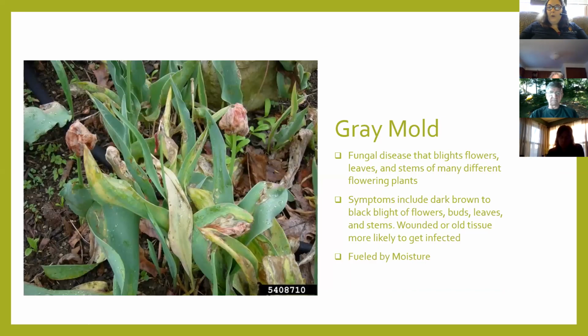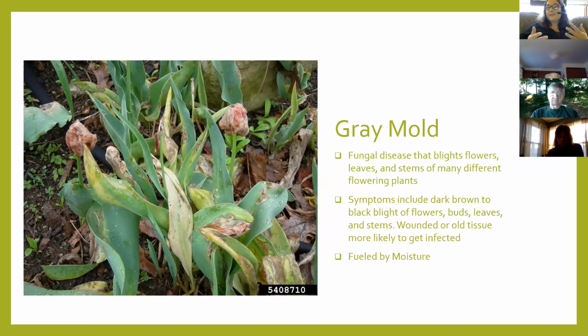And then we have gray mold. Yeah, not a very pretty looking disease. It's another fungal disease, and it affects the flowers, the leaves, the stems. You have these dark brown to black blights on the flowers, so they start dying back. And you can get that on the leaves too. This is one type of fungus that's very fueled by moisture and heat. So if you take those things away, then you're less likely to have gray mold.